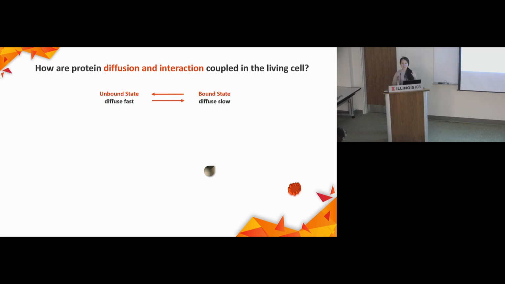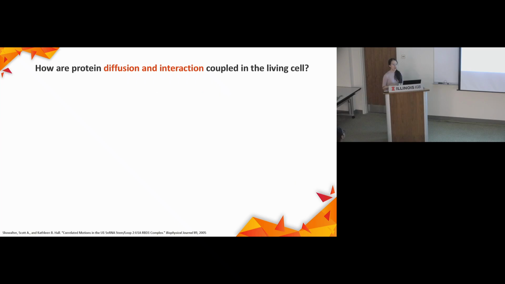So in the cell, in this interaction matrix, the protein diffuses around and binds more particles in this complex matrix. And this binding reaction is also affecting the protein's diffusion and tumbling. So it will be good if we can study the diffusion and interaction at once in the living cell, because they're not two independent behaviors. They're behaviors that are coupled to each other.